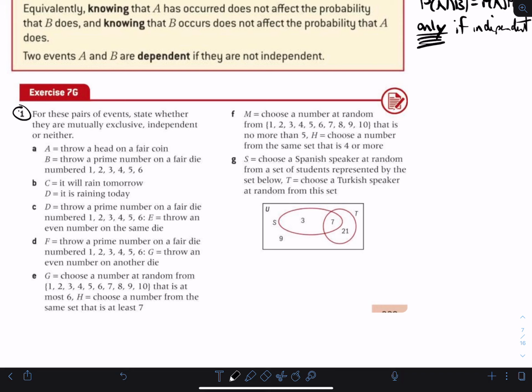It's hard to tell with these kinds of examples, and not as geometric. Throwing dice is easy. Throwing a prime number on a fair die and throwing an even number on the same die. Well, the probabilities don't affect each other. They have different probabilities, but it doesn't affect each other. Yeah. Anyway, I'm getting bored of that one.